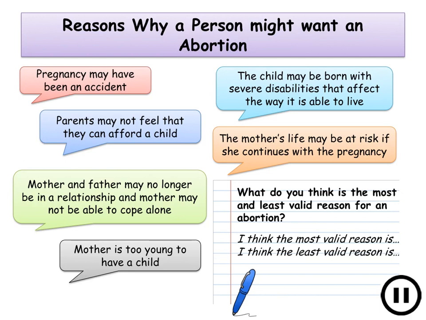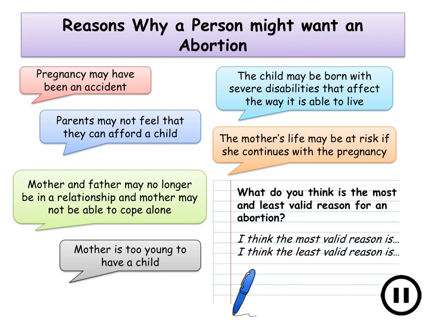Here are some of the reasons then that a woman may say that she wants to have an abortion. The pregnancy may have been an accident. It's often the case that pregnancies are unplanned, and if they are unplanned, it may well be that a woman doesn't feel like she can bring up a child with the person who she's become pregnant with, or that it doesn't fit in with her plan at that moment.